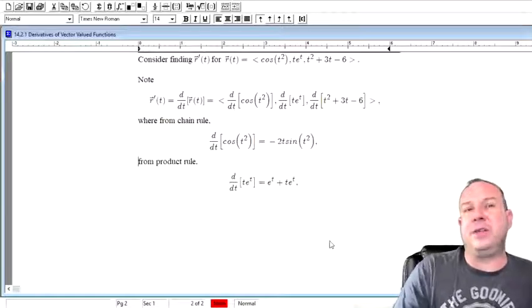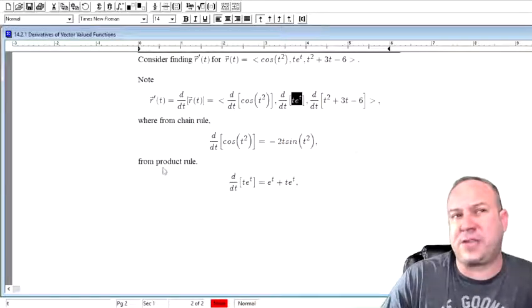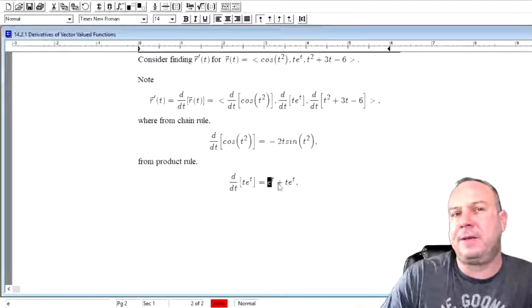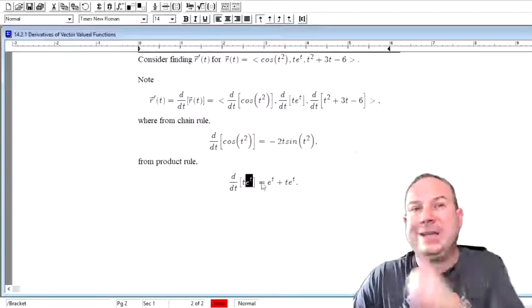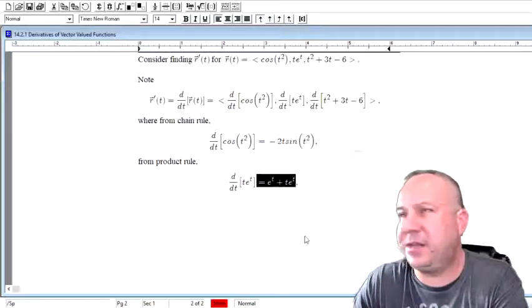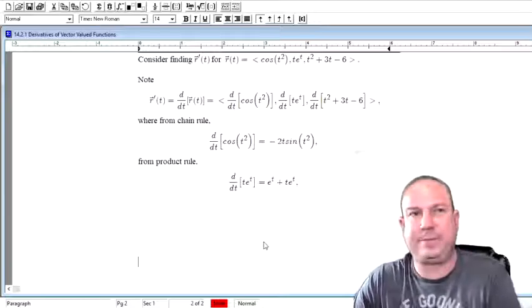The second component, well, that's a product of two functions. That's product rule. So it's the derivative of the first factor times the second. The derivative of t is 1, times the second factor, 1 times e to the t, plus the first factor t times the derivative of the second. The second factor is e to the t, and its derivative is e to the t. So its result is e to the t plus t e to the t from product rule.